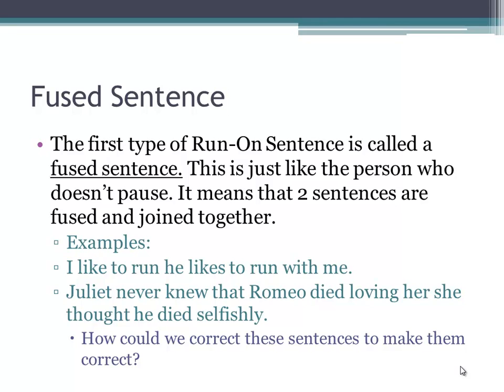The next one, Juliet never knew that Romeo died loving her. She thought he died selfishly. How could I change this sentence to make it correct? All right, beyond a comma, what else do we need? All right, so we need to use a comma and a conjunction. So with the comma conjunction, we need to use for, and, nor, but, or, yet, so. What word do we think would fit in best? So. All right, where would the comma go? For her. All right, so we'd put our comma in after her and then so.